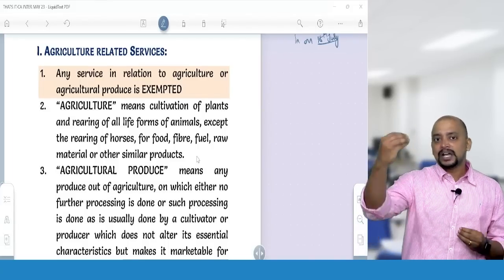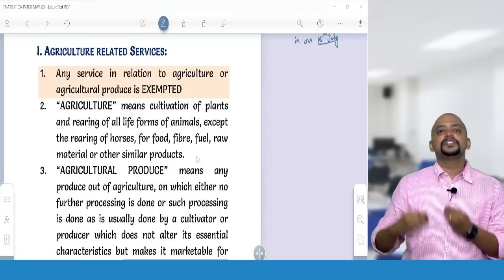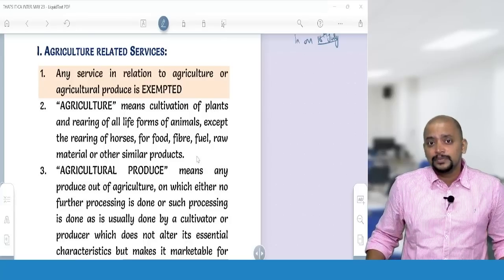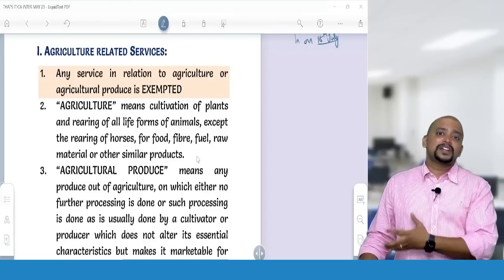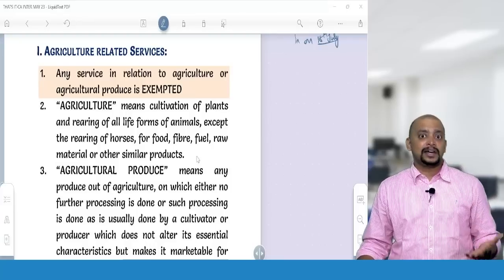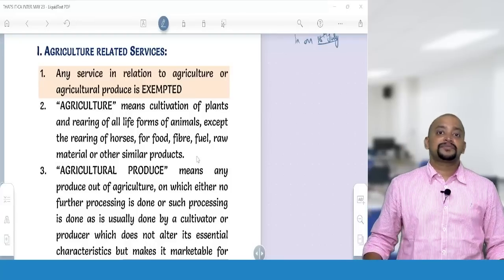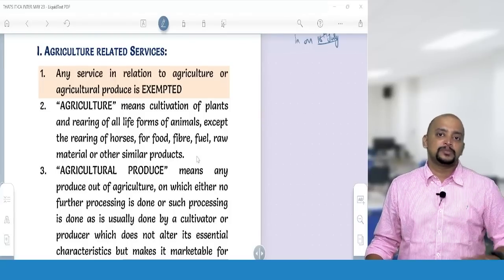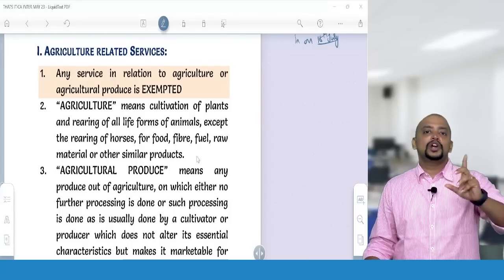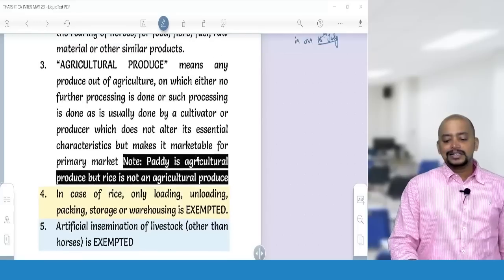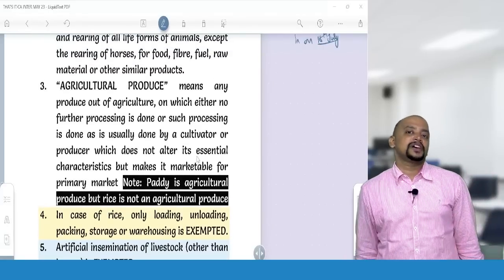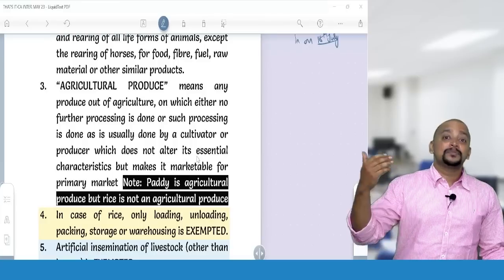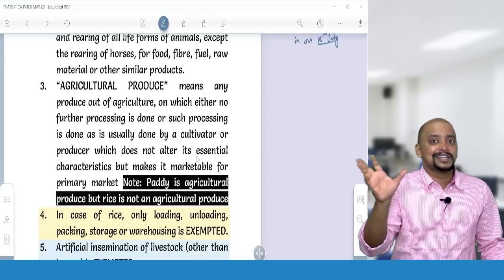If there is some agriculture or some agricultural produce, and you provide any service to it, that will be exempted. Now what is the meaning of agriculture? Agriculture means the primary cultivation of crops, plants, etc., or rearing of life forms of animals, for food, fiber, fuel, raw material, or any other similar products. But rearing of horses will not come under agriculture. Then agricultural produce means the primary produce out of agriculture on which no processing is done, or some processing as is usually done by a cultivator, which does not alter its essential characteristics.